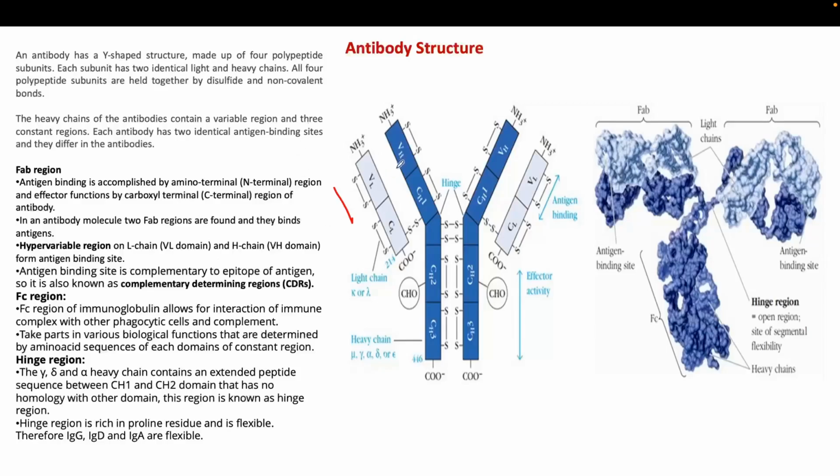So these two regions, these regions and this region, are called the hypervariable region because it changes according to the binding. So that's why it is called the hypervariable region.